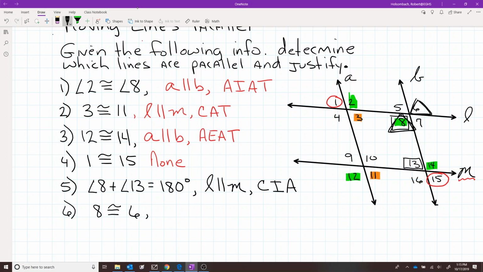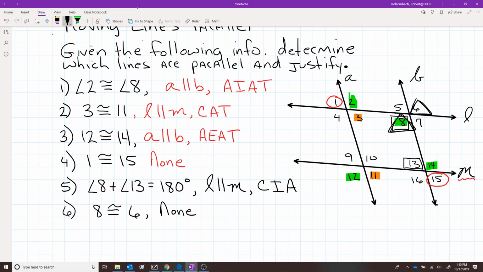But what they're not is alternate interior, alternate exterior, corresponding, or same side interior. So if they're not any of those pairs of angles, then the fact that they're congruent to each other doesn't let us prove anything's parallel. So that's back to a none. Alright, so you'll have 5 or 6 problems on your assignment today that look just like that. Identify the angles, find the transversal, apply the rule.